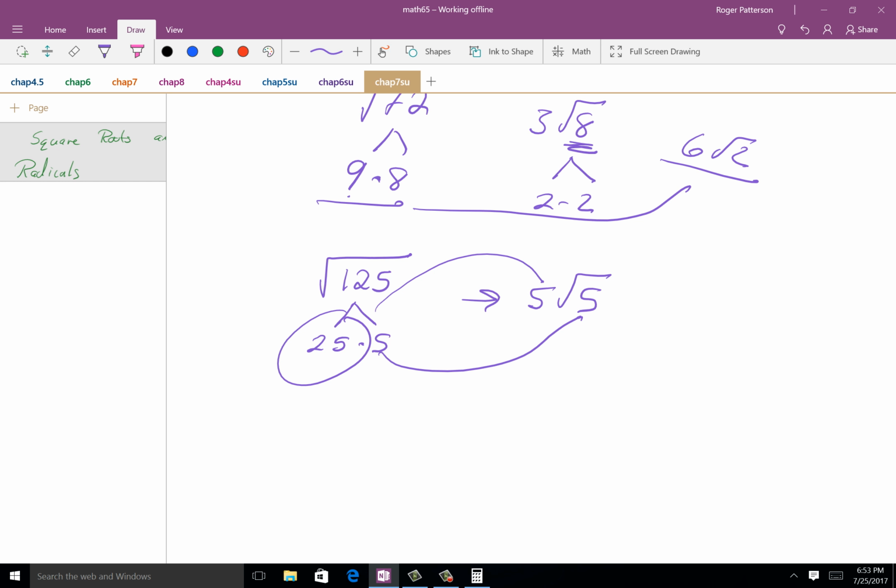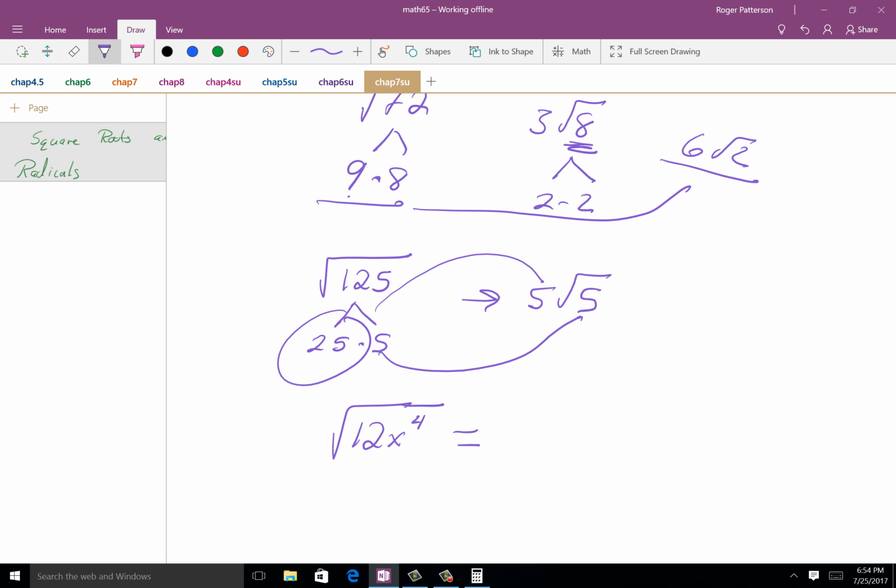Now you are going to have some that look like this. Let's see, are they nice numbers? Some of them are nice. Nope. Okay. Let's do one like this, and then we'll talk about it.